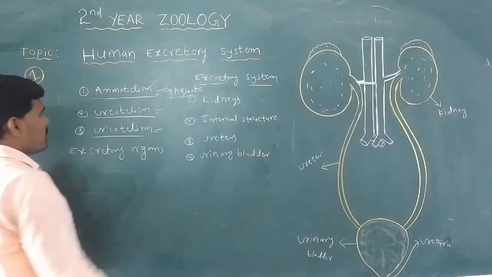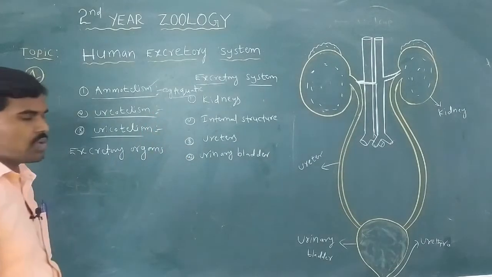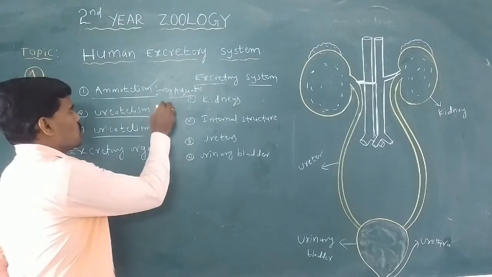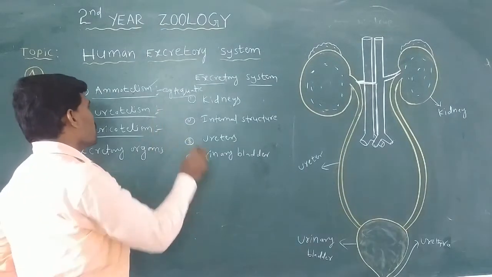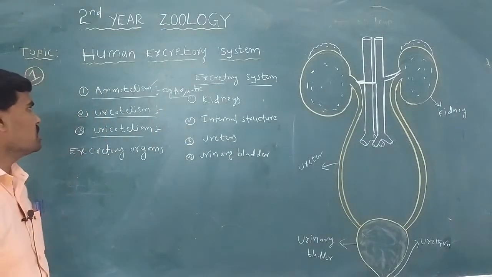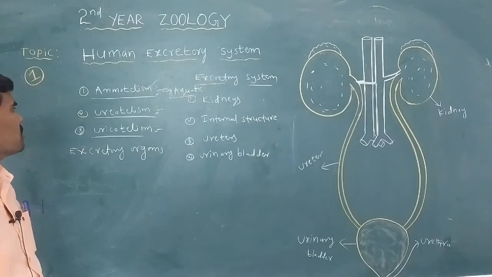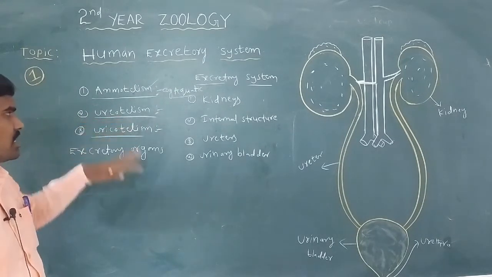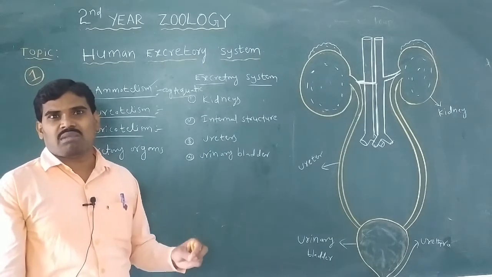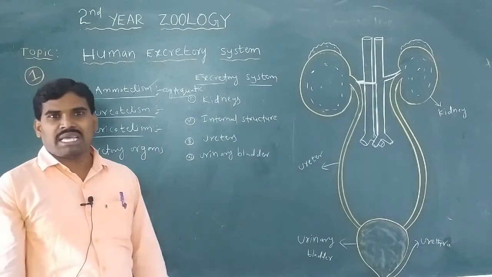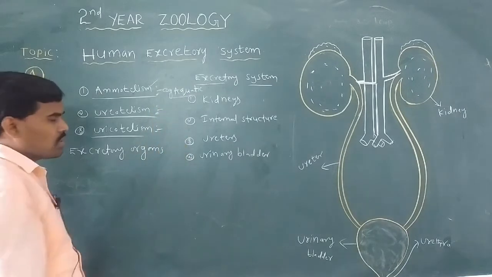Next, the second one is ureotelism. Ureotelism means the nitrogenous waste material excreted is urea. This process is called ureotelism, and these are ureotelic animals. So urea-type nitrogenous waste excretion is called ureotelism.